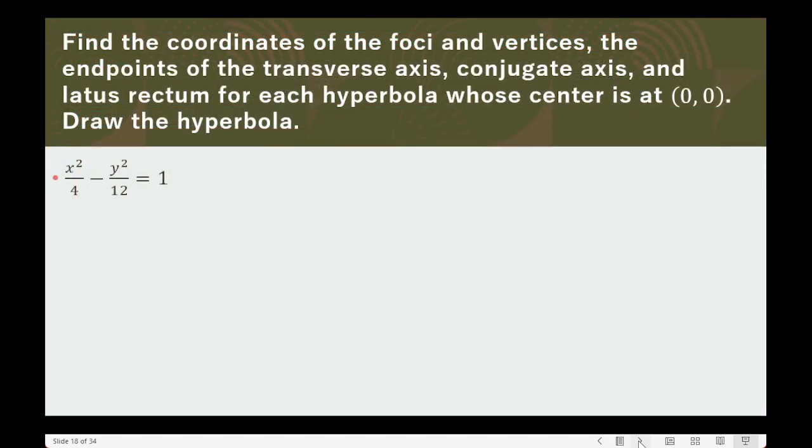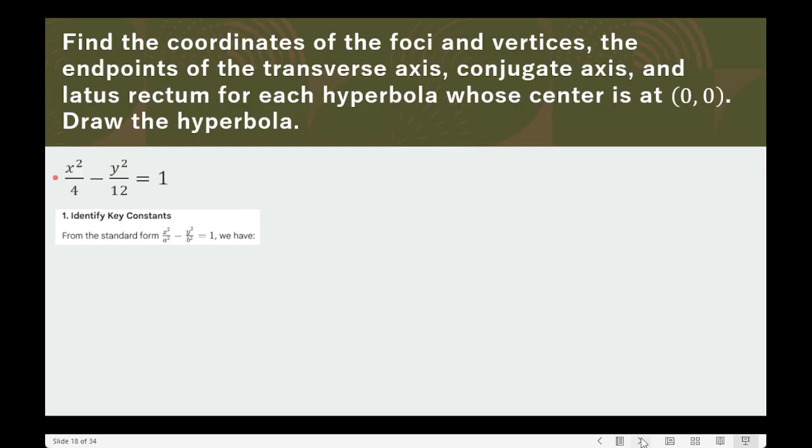Okay, let us now go to some illustrative examples. Here we are asked to find the coordinates of the foci and the vertices, and the endpoints of the transverse axis, conjugate axis, and latus rectum for each hyperbola whose center is at the point of origin. Afterwards, we sketch the graph of the hyperbola. The equation here is x squared over 4 minus y squared over 12 equals 1.